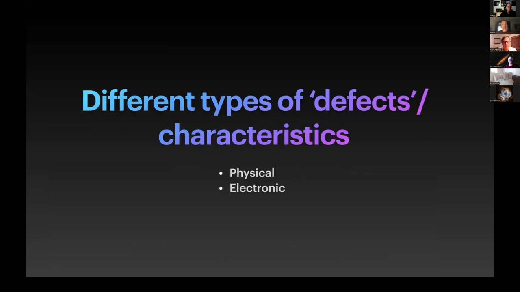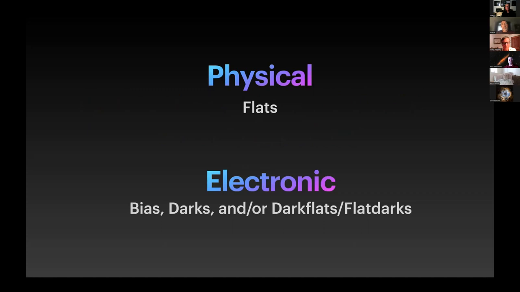There are different types of defects or characteristics that we need to remove from our images. Physical characteristics of the telescope, dust bunnies, things you can see and hold and touch, versus electronic characteristics, which is more amp glow and electronic noise, things that exist in the camera chip. So physical defects we take care of with flats. And I'll show you my little setup in a little bit for doing that. And electronic defects we take care of with biases, darks, and or dark flats or flat darks.